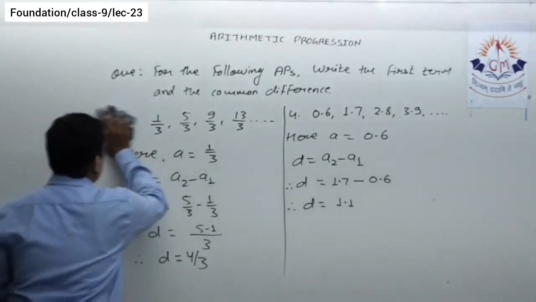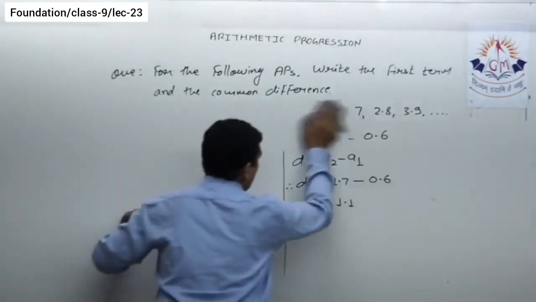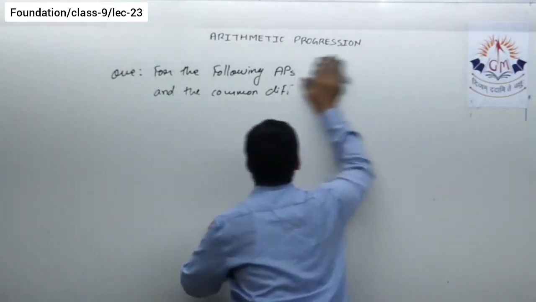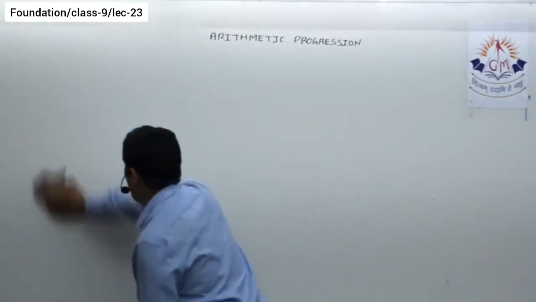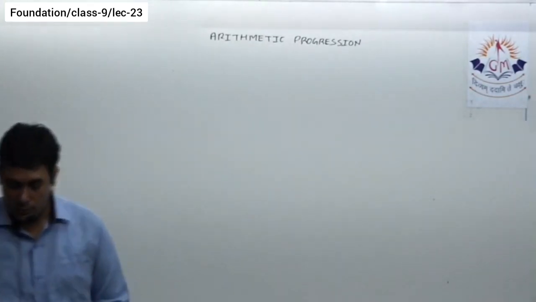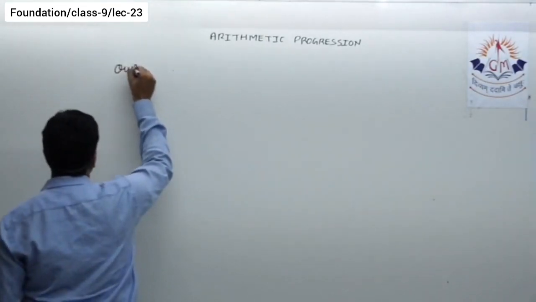Okay, now we'll see the next question. Now in the next question, some sequences are given to you. You have to identify whether they are AP or not, or whether they are arithmetic progressions or not. So the question is, which of the following are AP?